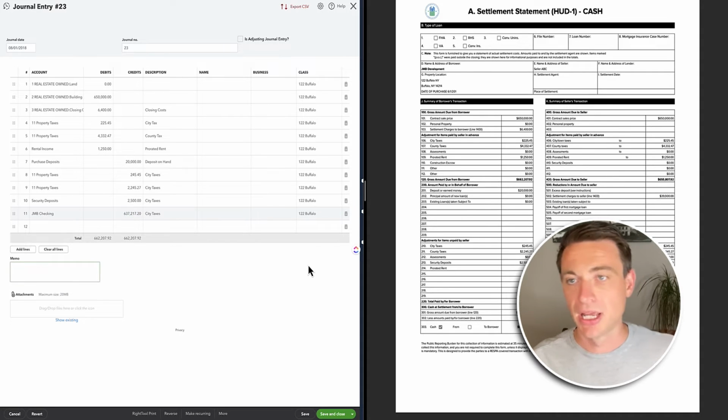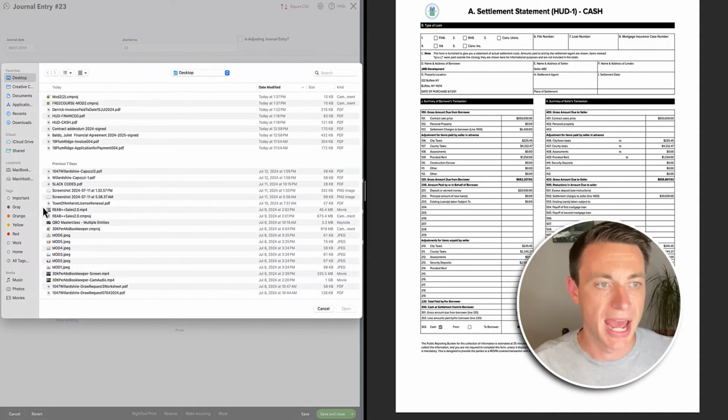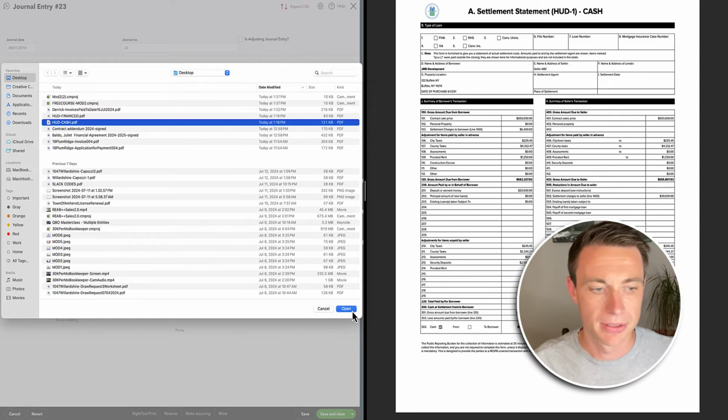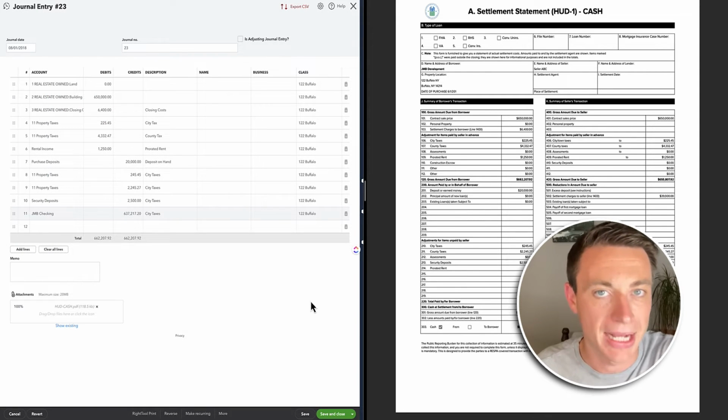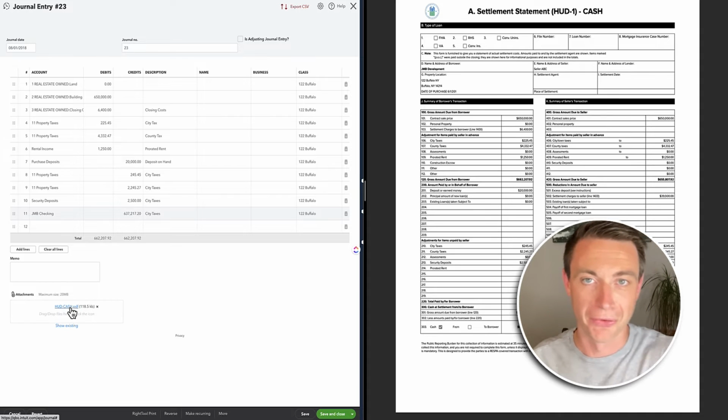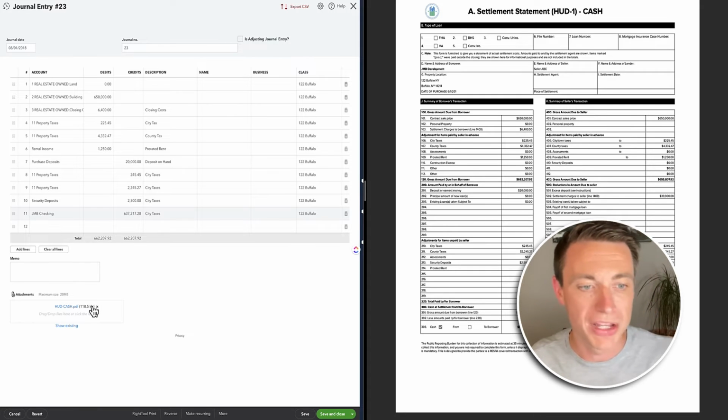That's my journal entry. Another tip is always attach your HUDs, okay? That way, whenever you come back to this, you're able to reference that. We have a really good, deep dive into document management in the course, Real Estate Accounting Bootcamp. I'm really big on this, being able to understand why you did what you did.